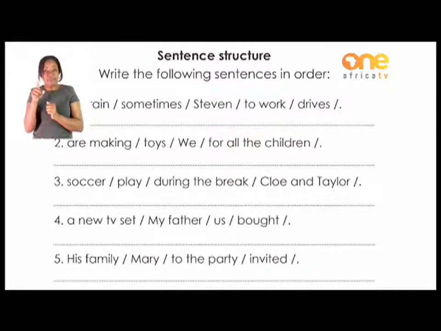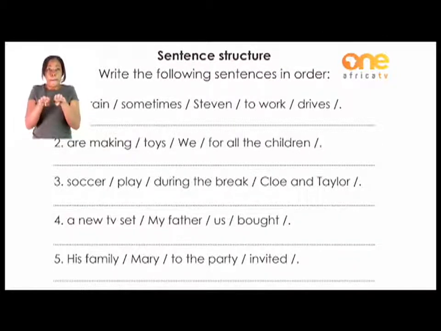Okay, let's try again this way. Stephen drives to work, sometimes by train. Is that sentence now making sense? Okay, I think it does make sense, but if you think otherwise, put it the way you think and ask your friends, your parents, your aunties to help you. Okay? All right. Now let's look at number 2.